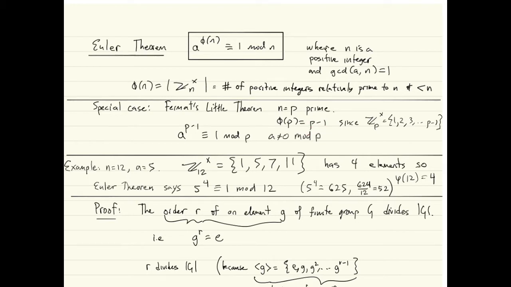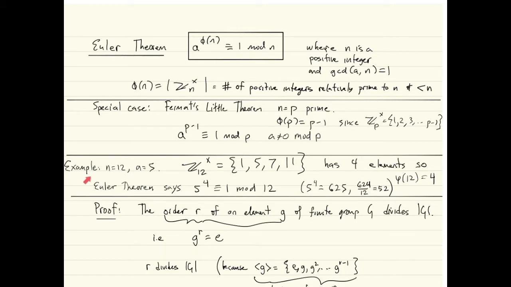If n is not a prime, phi of n is not in general n minus 1. It's more complicated. On the next slide, I'll give a formula for phi of n. But anyway, then Euler's theorem says a to the p minus 1 is congruent to 1 mod p, as long as a is not 0 mod p. In other words, a is not divisible by p.